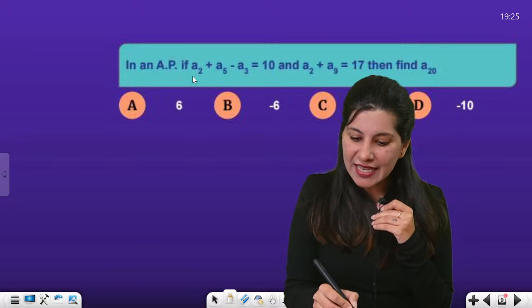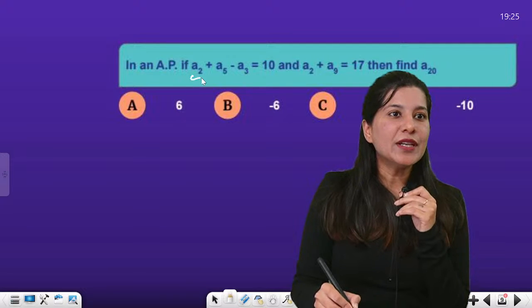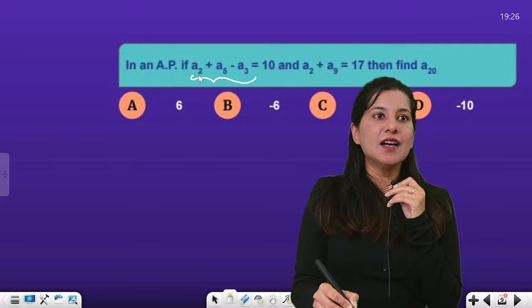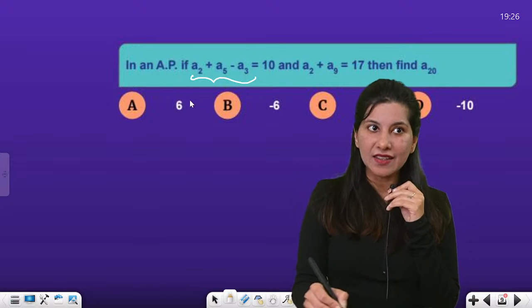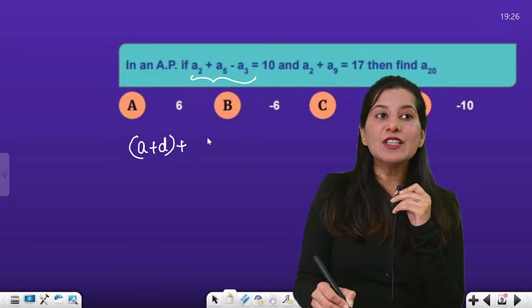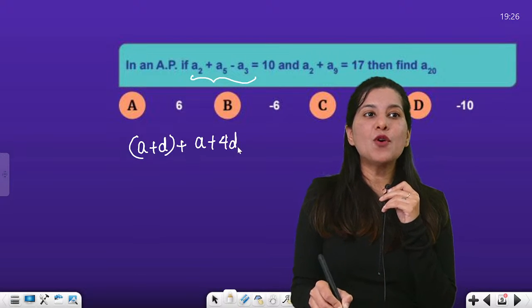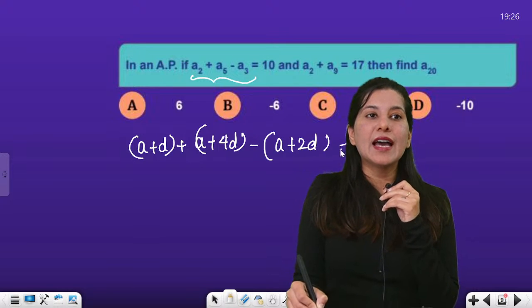Who is going to tell me? Yes, an aspirant has already answered it. Okay. So in this AP question, it is given that A2 plus A5 minus A3 is 10, right? So A2 is what? a plus d. A5 is what? Who is going to tell me? a plus 4d. A3 is what? a plus 2d. And this is 10.